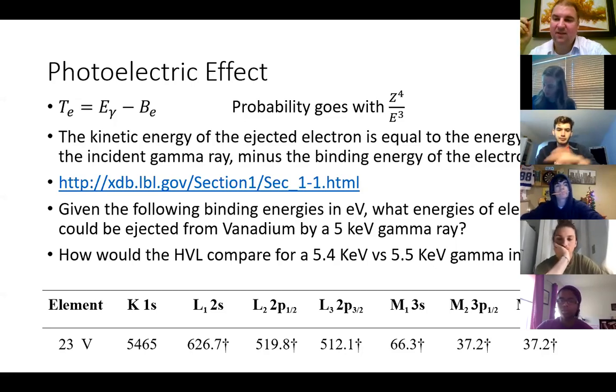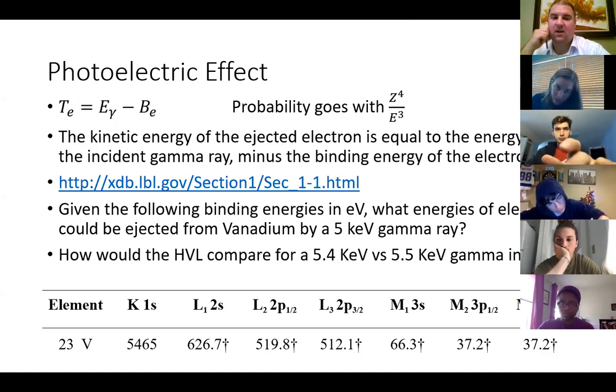The kinetic energy of the ejected electron equals the energy of the gamma ray, or photon, that collides with it, minus the binding energy of the electron. So again, the photoelectric effect is a complete transfer of energy to the electron. The probability for this occurring is proportional to the atomic number of the stopping material, Z to the fourth, divided by the energy of the gamma ray to the third.